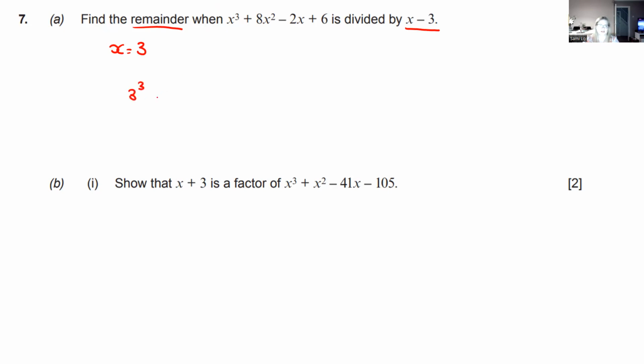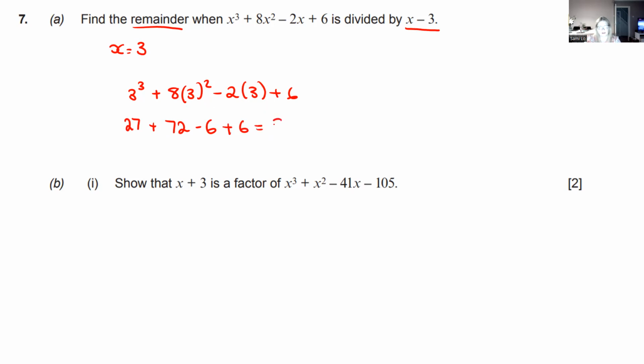So 3 cubed, and then we're plussing 8 brackets 3 squared, minus 2, and then putting the 3 back in there, and plus 6. Now, it is optional because this is a calculator paper, so you might want to, at this point, just shove it straight into your calculator. If you have extra time, I would recommend just having a quick workout. So 9 times 8 is 72. Just getting the gist of it, so when you are checking, you can make sure you haven't missed anything out or you haven't typed anything wrong into your calculator.